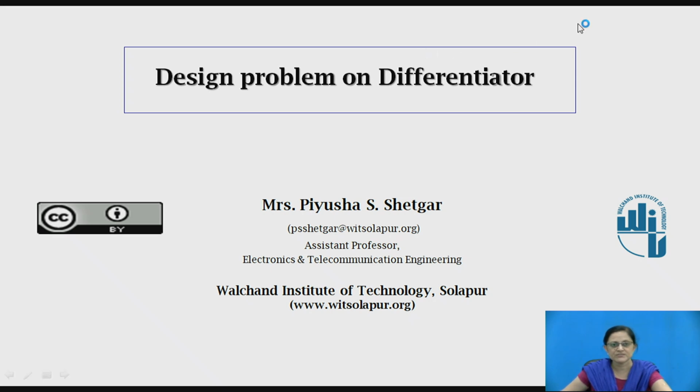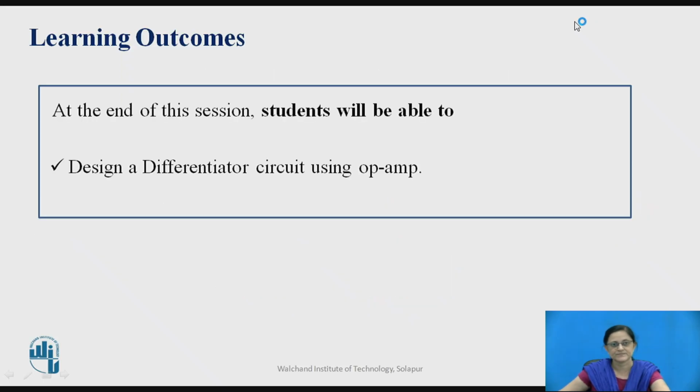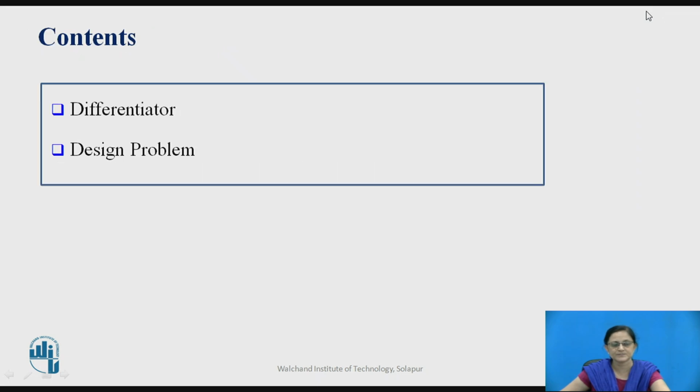Today in this session we'll see the problem on differentiator. This is the learning outcome for today's session. At the end of this session, students will be able to design a differentiator circuit using Opamp. Initially we'll see the differentiator circuit, and after that we'll solve the problem on differentiator by using Opamp.